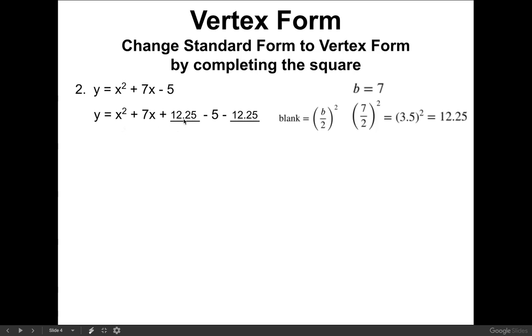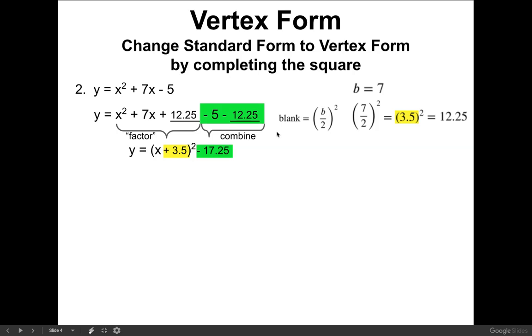The first three terms, that is now factorable. It's a good thing we don't have to actually do the factoring because we have a decimal, and that would not be fun. But we know because it is factorable and it's a perfect square trinomial, we can just take this half a b. We have x plus, because that was a positive, x plus 3.5 quantity squared. We now need to combine the last two terms, negative 5 minus 12.25, always being careful to notice your signs. That is a negative 5 minus 12.25. That will give us the negative 17.25.